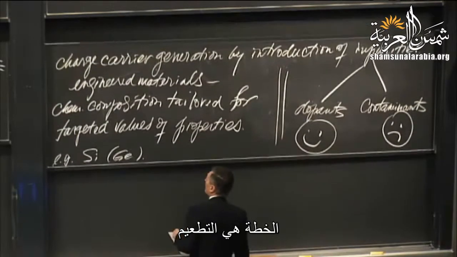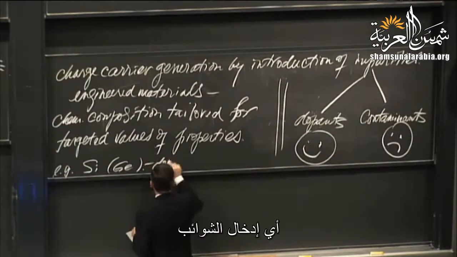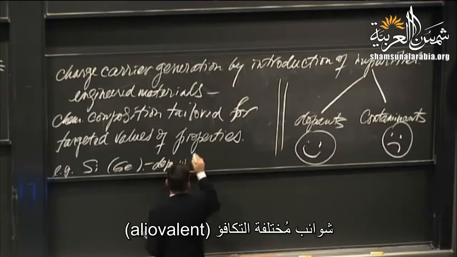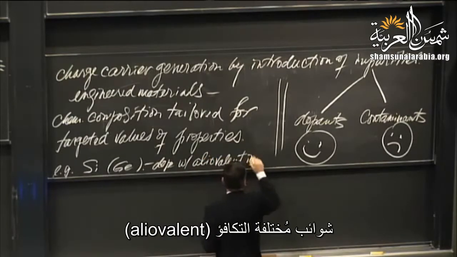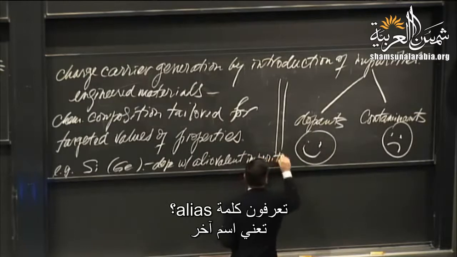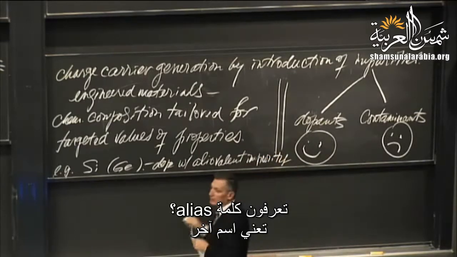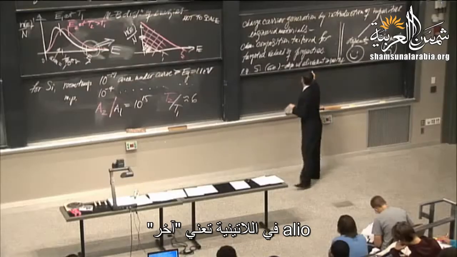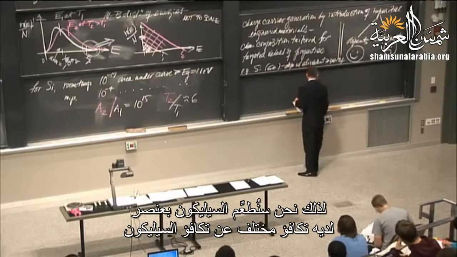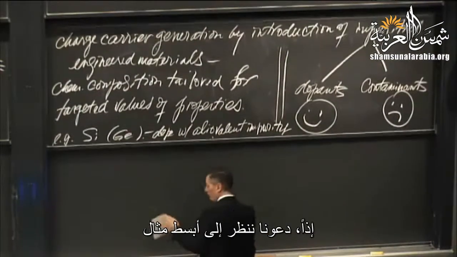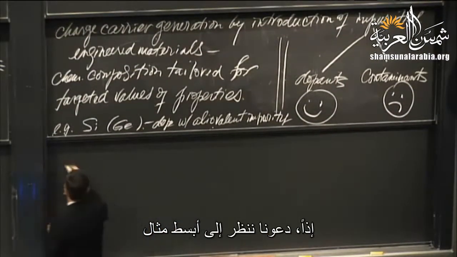So what we're going to do is dope. The gambit here is to dope, that's introduce an impurity, with an aliovalent impurity. What do I mean by aliovalent? You know the word alias? It's another name. Alio in Latin means other. So we're going to dope silicon with something that has a different valence from that of silicon. It can't be 4.